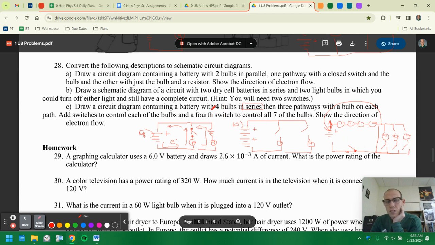So this is a little unclear, but there's a couple of ways that you could interpret this and satisfy the question. But this is a very comprehensive answer. So hopefully you know how to use current, voltage, resistance, and power and to draw some circuits.